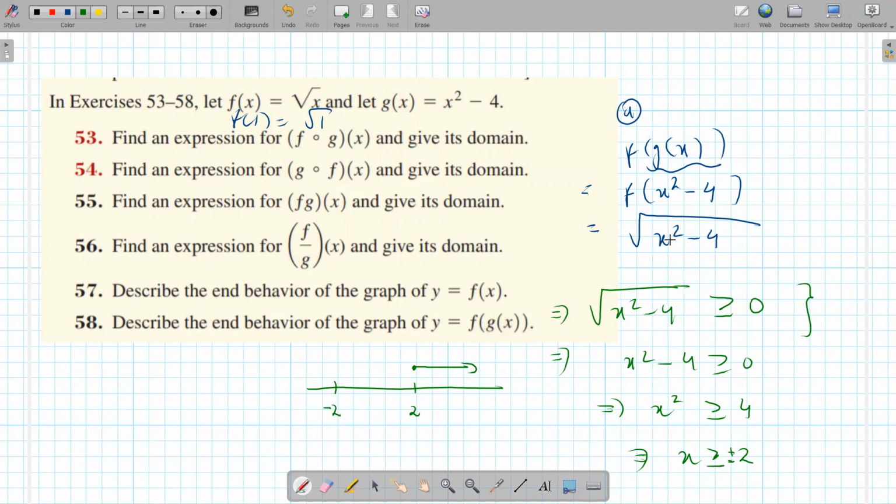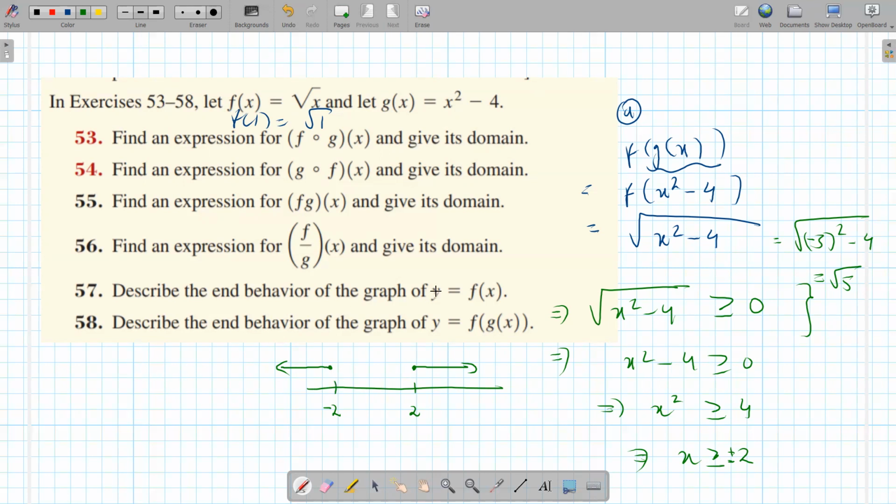Now let's go to the other side, at negative 2. Can x be negative 1? No, it cannot be. Can x be negative 3? Yes, it can. Again, just plug it in. When in doubt, just plug it in. Negative 3 squared minus 4, you get positive 5, so the square root of 5. That means to the left of negative 2 is also in the domain. Do you see this? So what's the domain of this function?